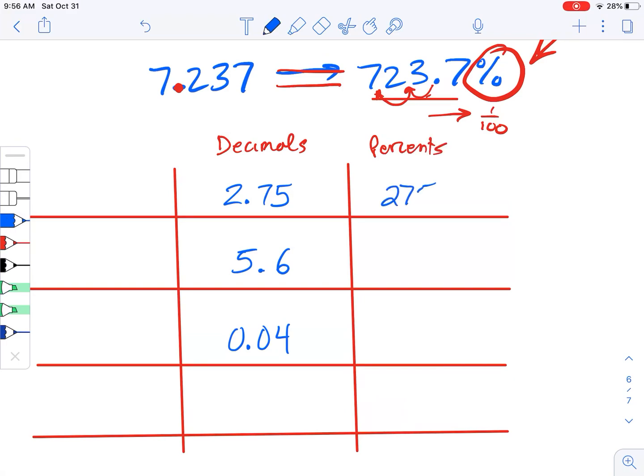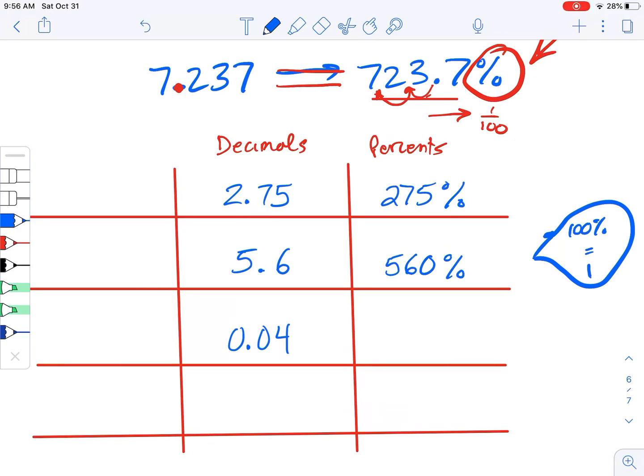So we would have 275%. We are going to move our decimal 2 places, 560%. Another thing that might help you remember is that 100% is just the same thing as 1. Now, 0.04, if you move your decimal 2 places, you will just get 4%.